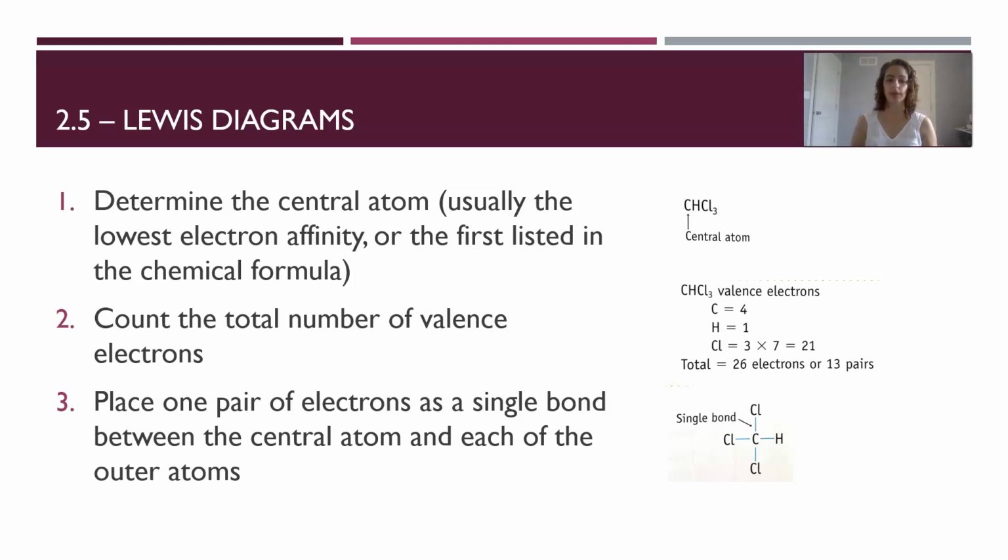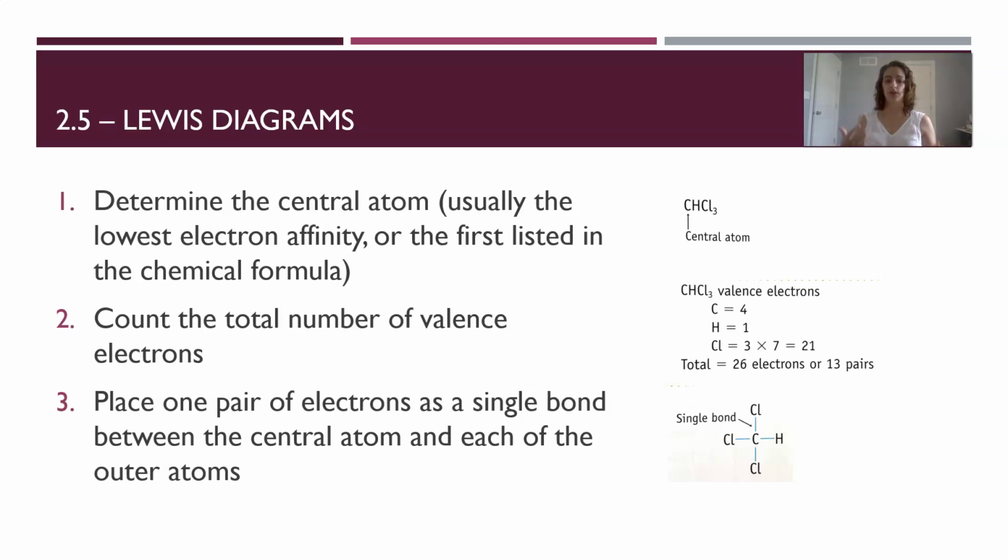So then once you determine that, you're going to want to count up the total number of valence electrons. So you're going to look at your periodic table. It's based on what column it's in, and you're going to count them all up. I like to think of it as each element is bringing a certain amount of valence electrons to this bonding party. So you got to figure out how many you have total.